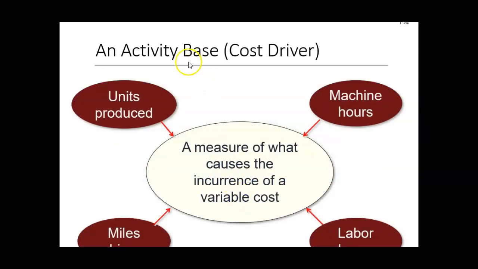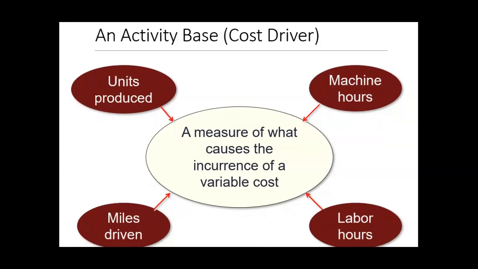So when we talk about the activity base, the cost driver, the activity base is some type of activity that's going to impact the total cost, whether it is machine hours used, the number of units produced, the miles driven for a vehicle, or the number of labor hours. For each of these items, there's a variable cost per unit. Let's look at labor. Let's say we're paying an employee $10 per hour. So the variable cost is $10 per hour. But the total cost is based upon the number of hours that employee works within a given pay period.